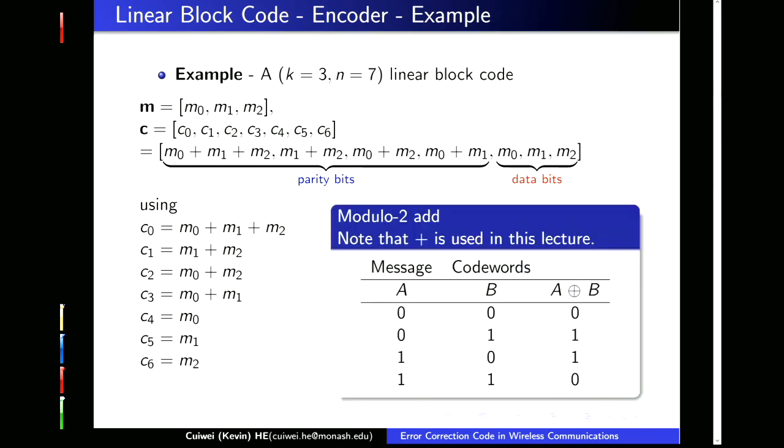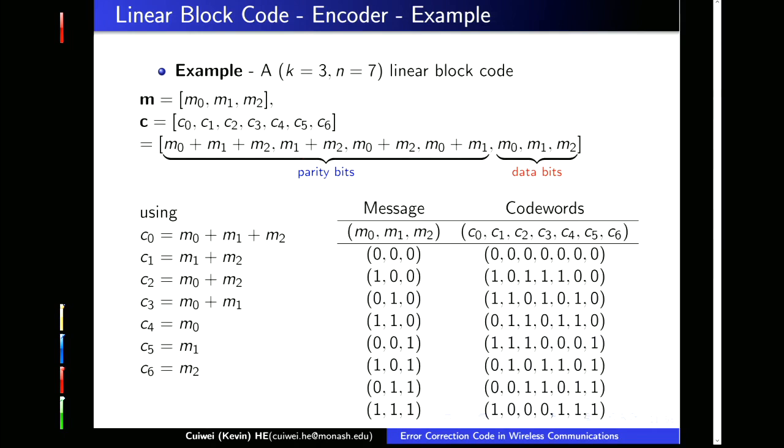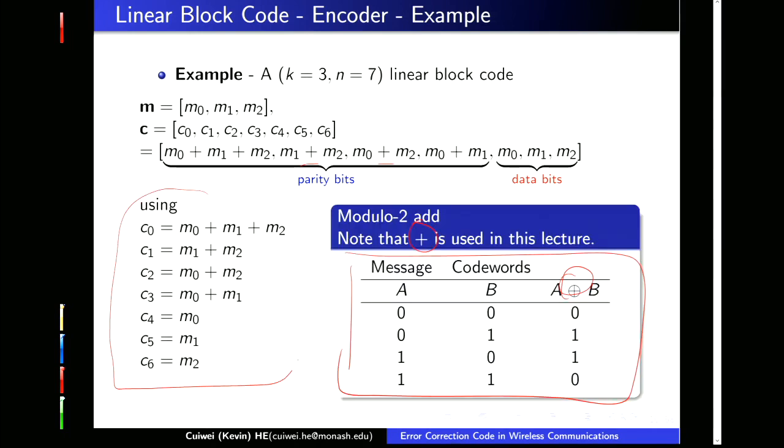We have to pay attention that all the plus symbols in my slides are modulo-2 addition. This is the table for modulo-2 addition. Many of the literatures use this symbol for modulo-2 addition. It's nothing but an XOR gate logic. So we just pay attention to this: all the plus symbols in the slides are modulo-2 addition. This is how we are going to generate the code words from the message.